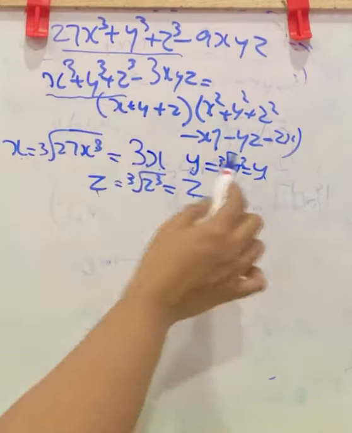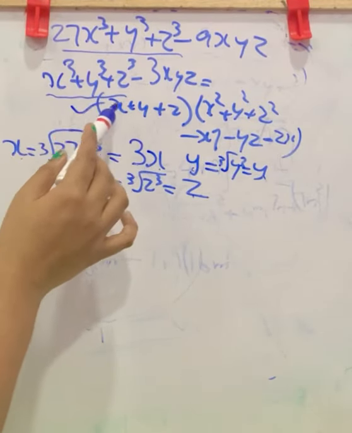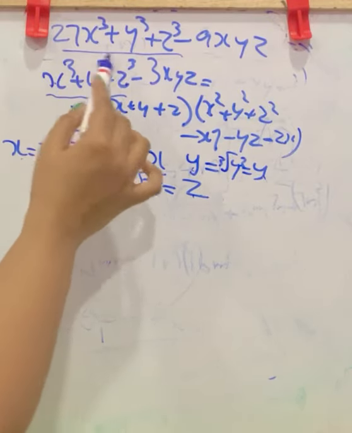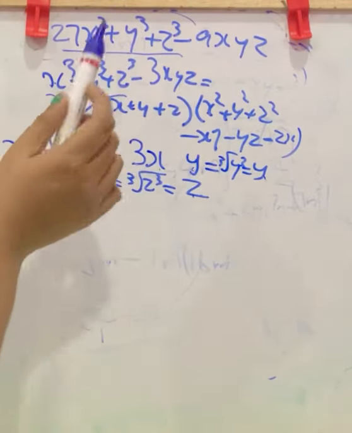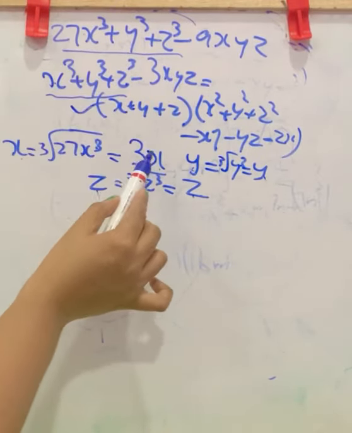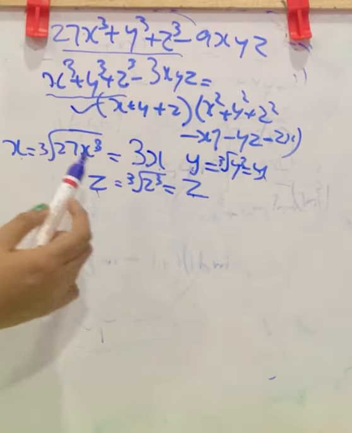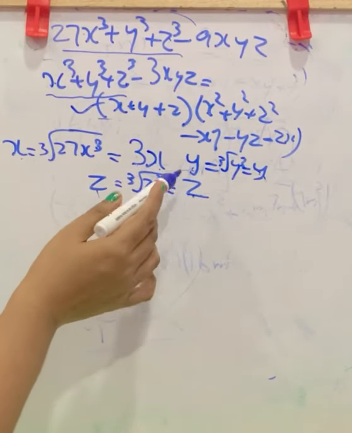Now substitute here, this is the expansion. For expanding like this, we find the values of x, y and z, that is, taking the cube roots of the first three terms, we will get x, y and z. This cube root is 3x, this cube root is y and this cube root is z. Now substitute here, x plus y plus z. We know x and y and z now.